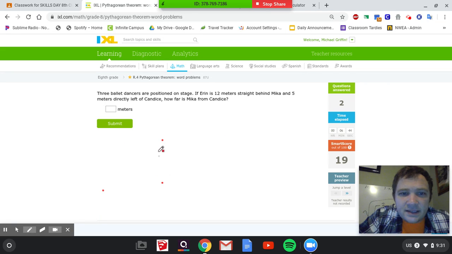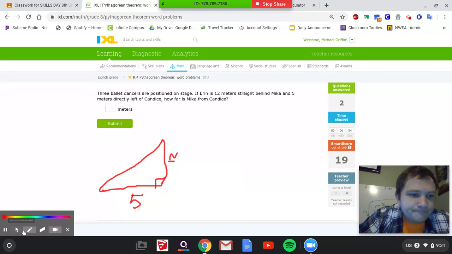So then you've got your 12, you've got your 5, and you're solving for a diagonal here, which we just did a problem like this earlier, and you end up getting 13. Remember that one?